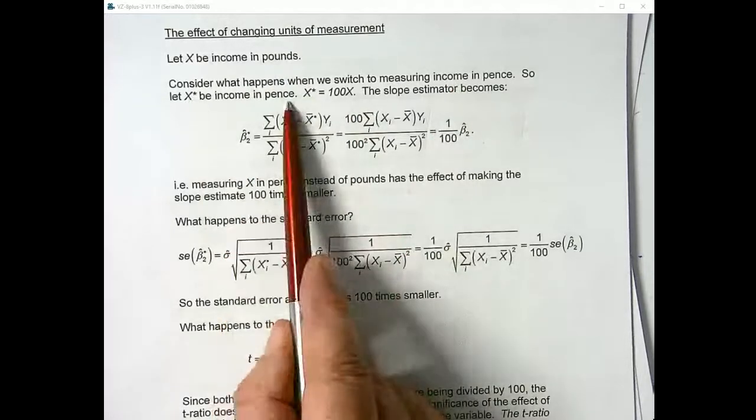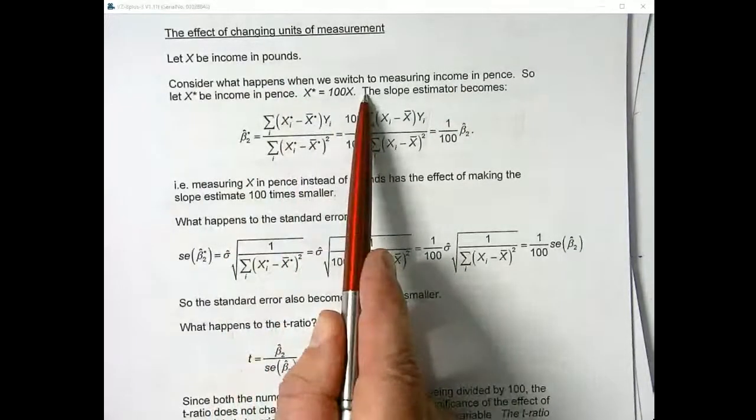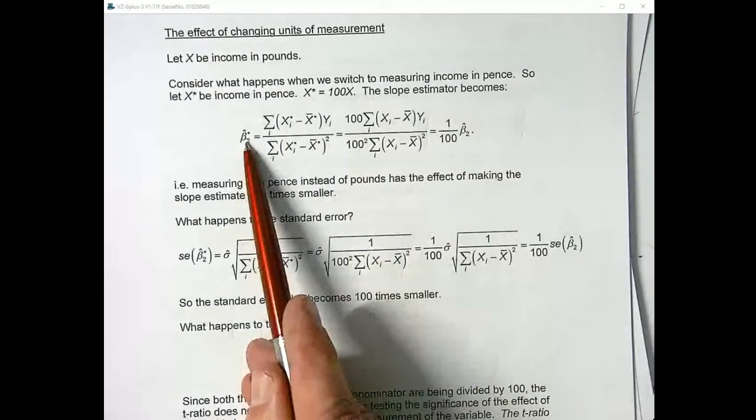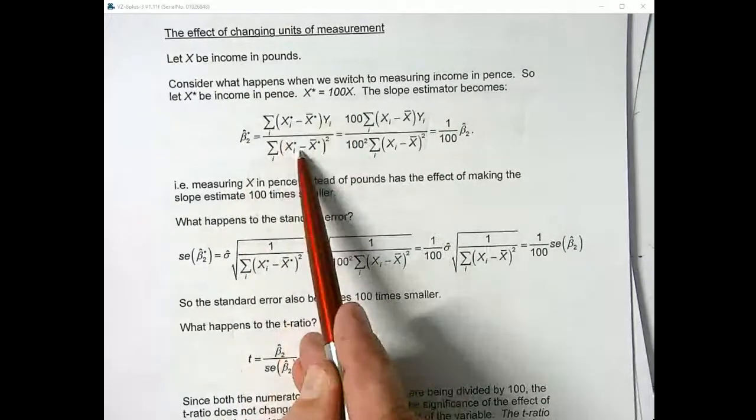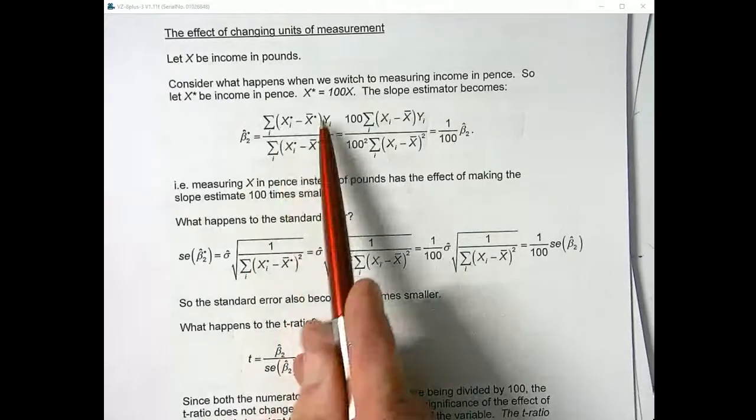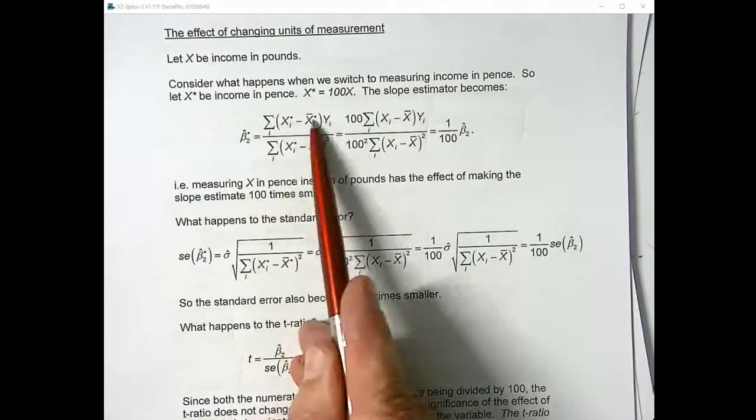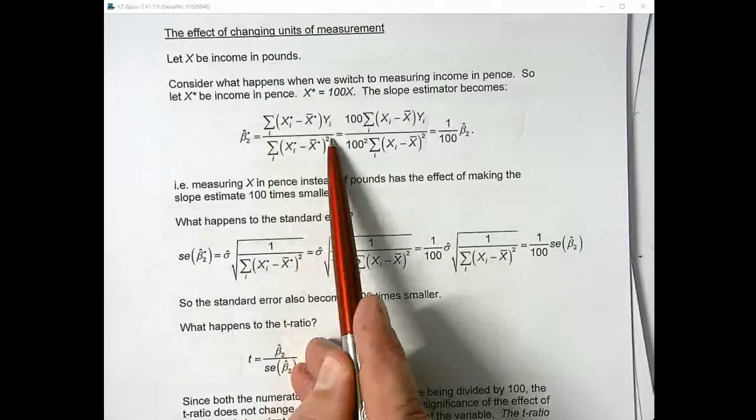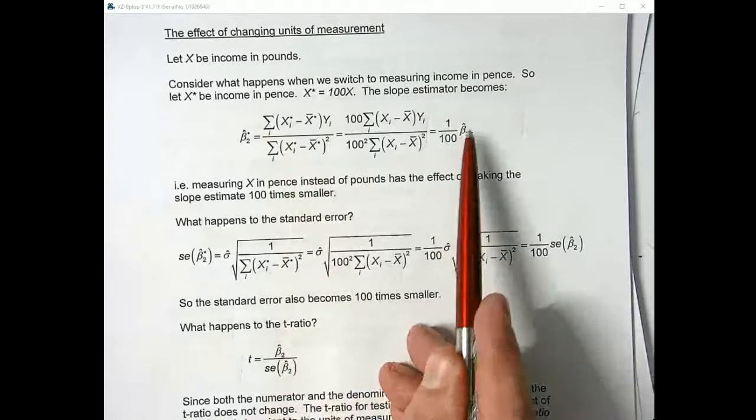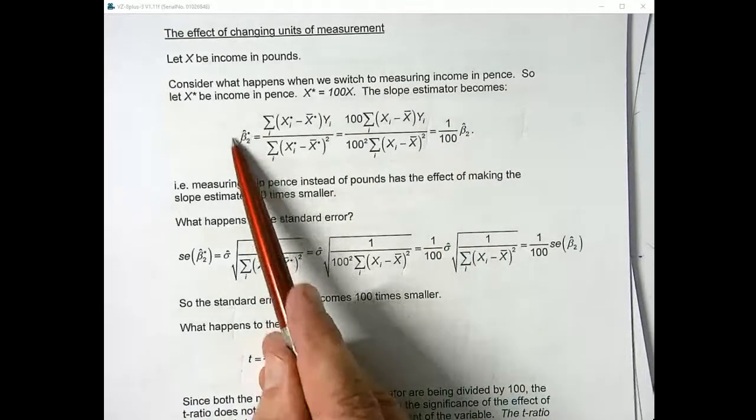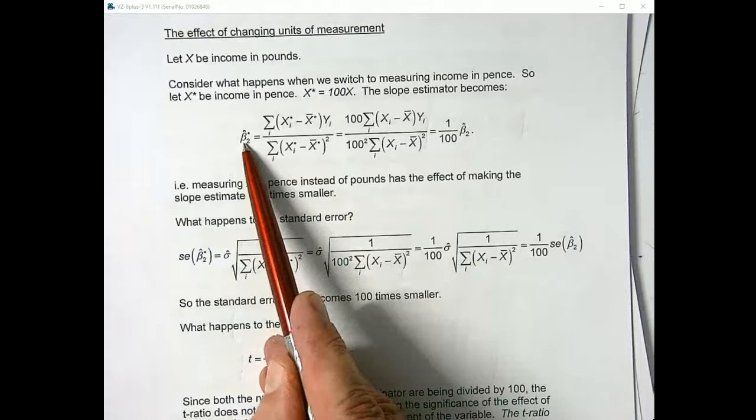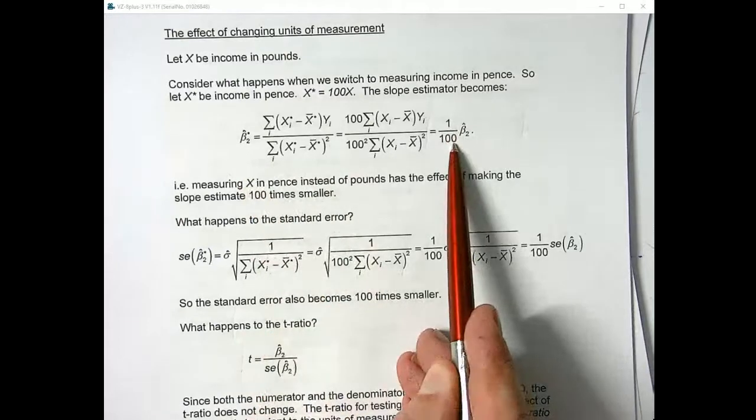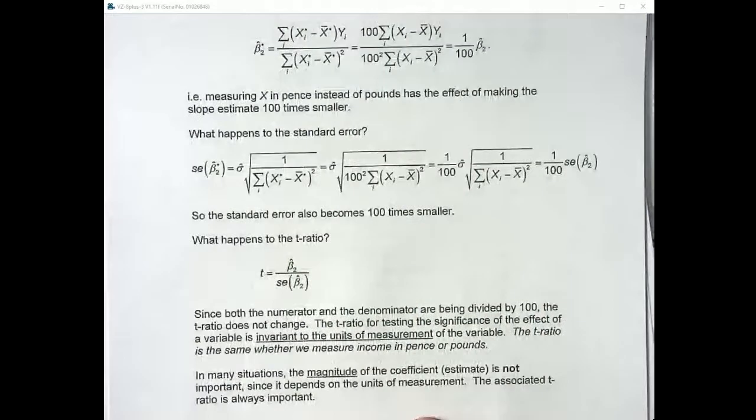So x star is income in pence, x star is 100 times x. What does the slope estimator become? If we put x star in place of x everywhere in the formula, y stays the same, then we're multiplying by 100 here, and we're multiplying by 100 here, but because there's a square there, we end up dividing by 100. So if you use pence instead of pounds, then the slope estimate becomes 100 times smaller, right? So if you want to make your slope smaller, you just use different units of measurement.